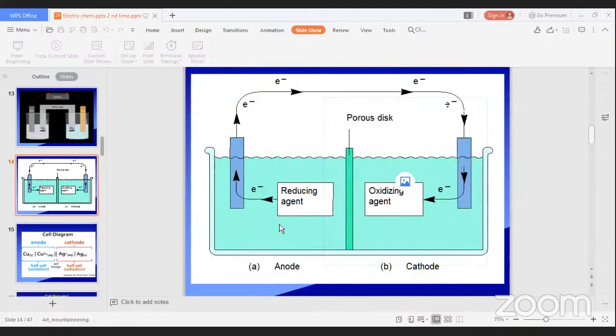So in this case, at the anode, oxidation takes place. Copper to Cu2+ is coming. Whatever 2 electrons are generated go like this. Then here is the reduction half cell. Reduction will be taking place here. Ag+ plus electrons gives Ag. So in this process, reduction is taking place.